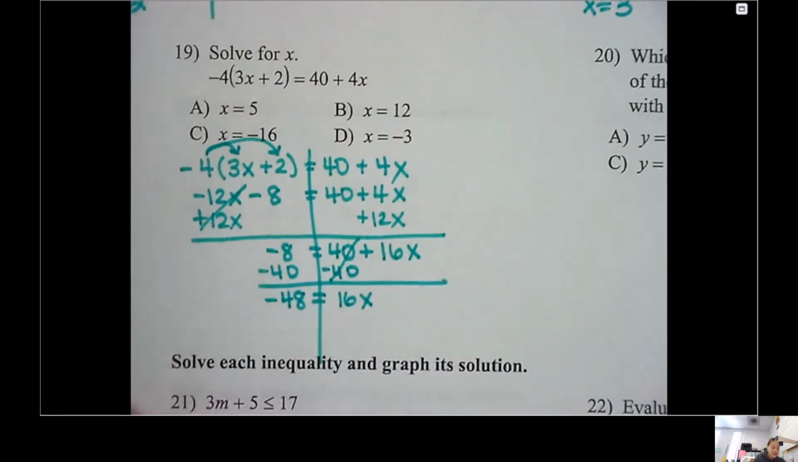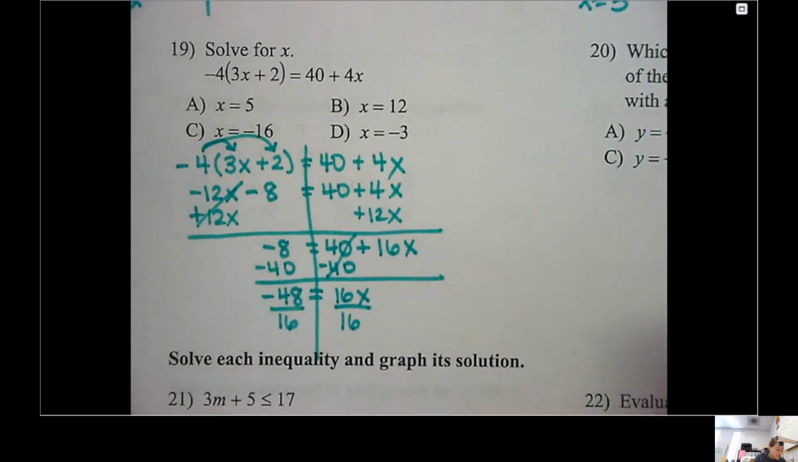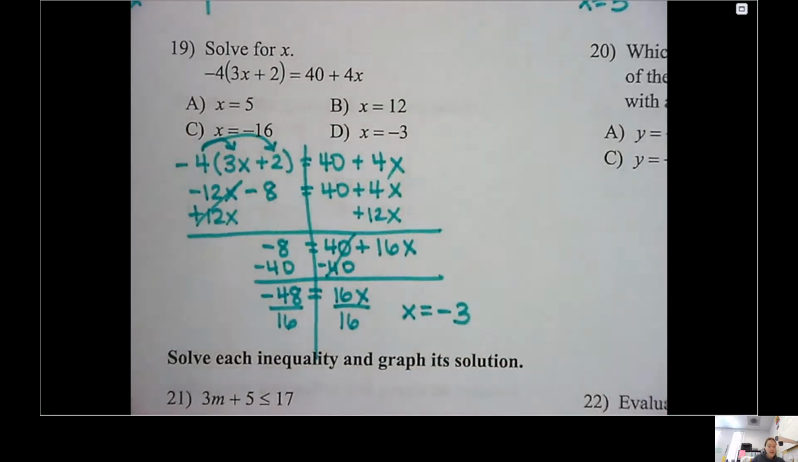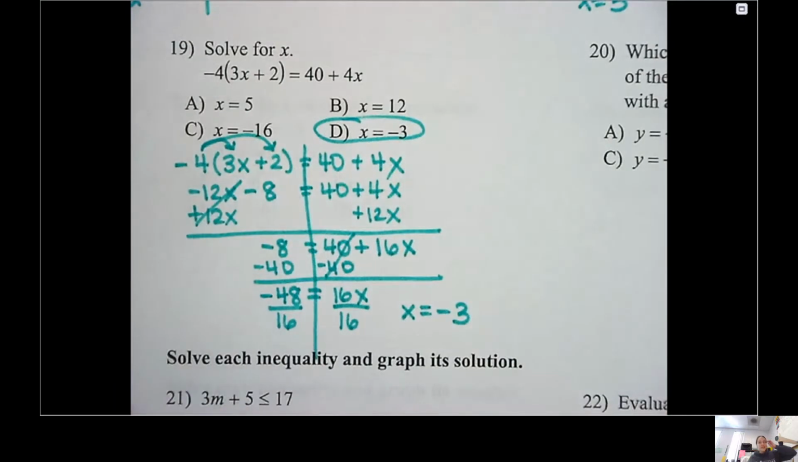And then my last step is to get x alone, so I divide both sides by 16. So my answer here is x equals -3. But again, if you weren't sure what to do, you could always just plug in each of the numbers until you find the one that matches.